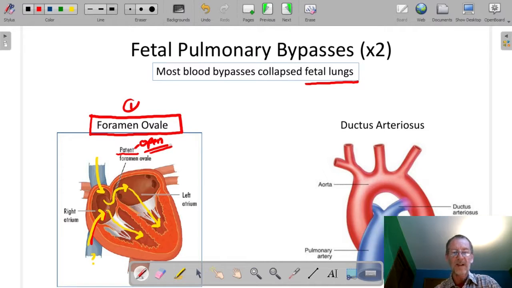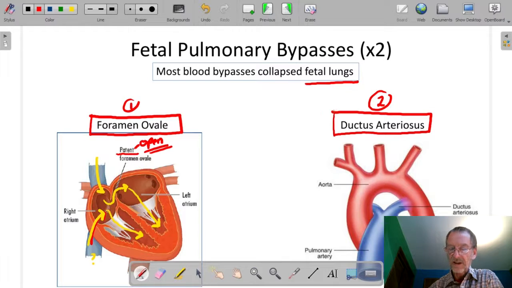So practice tracing that and describing the blood flow. The other pulmonary bypass is the ductus arteriosus. Again, the idea is to shunt blood away from the lungs. So normally blood is flowing out of the left ventricle into the aorta and going off to all the places that it goes. That's all fine and good. Goes down the descending aorta.